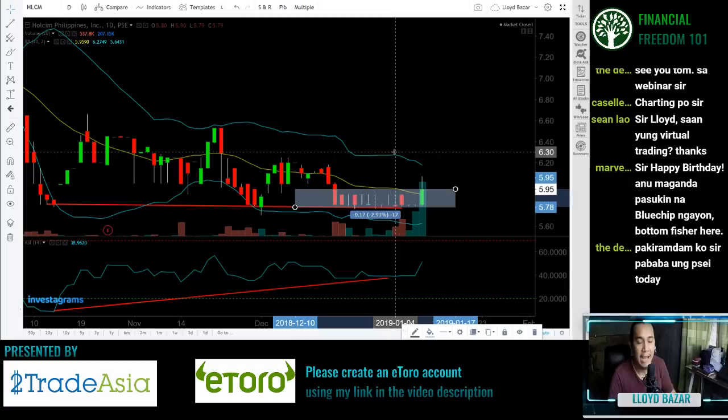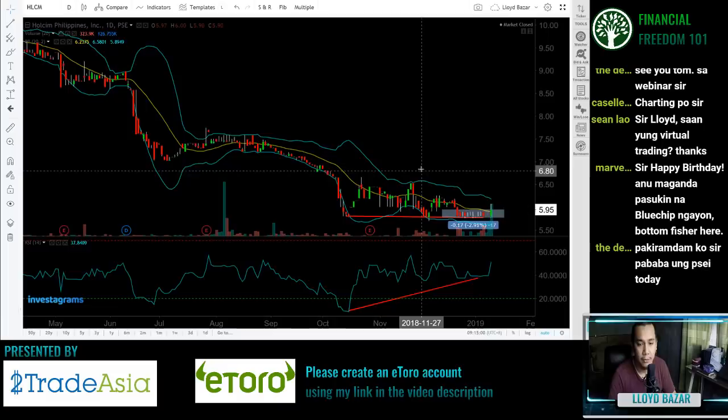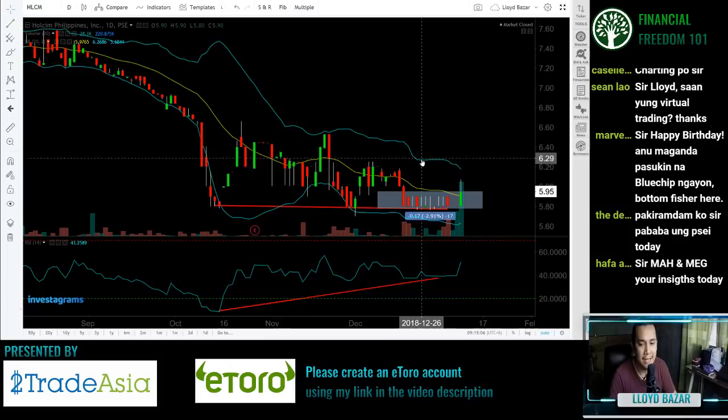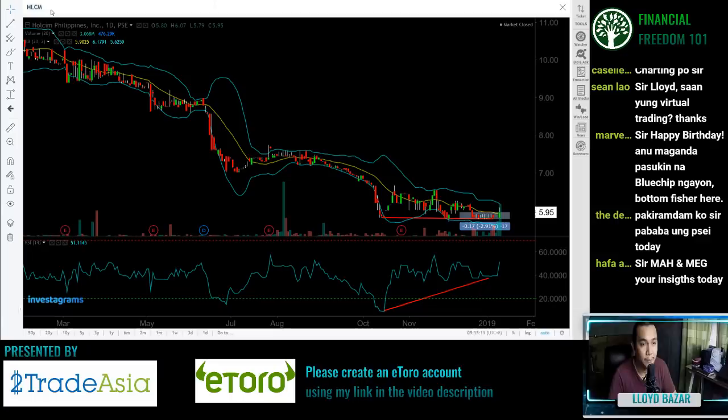Holcim, ang ganda ng technical analysis niya. You can check it out. Pangit yung negative third quarter and second quarter earnings niya, but technical analysis is showing us na it's giving us momentum, so pwede natin pasukin yan. Pwede natin paglaruin yan. Paglaruan.